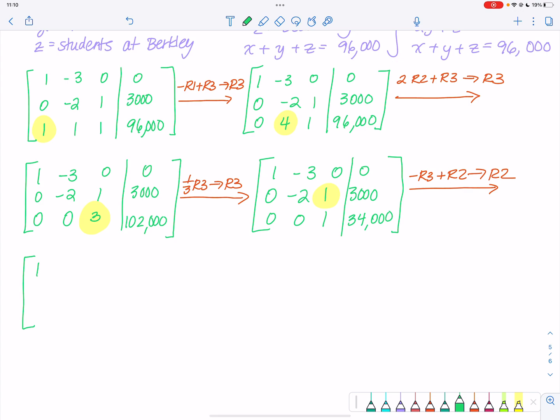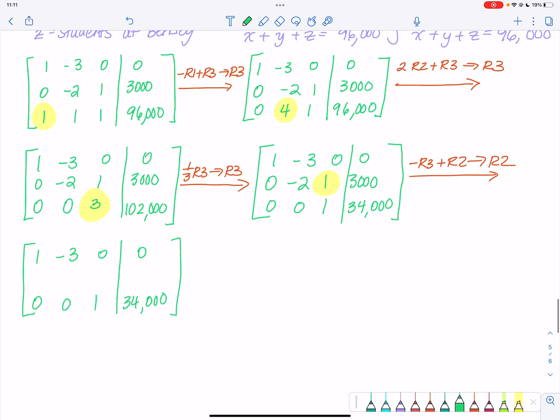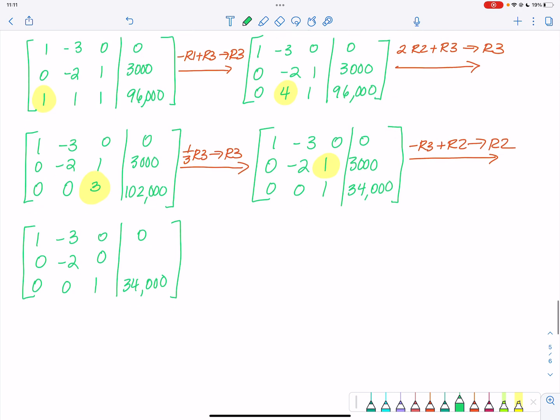So row 1 is unchanged, and row 3 is unchanged. And then the opposite of row 3, adding, we will have a 0, a -2, a 0, and now we will have negative 31,000.